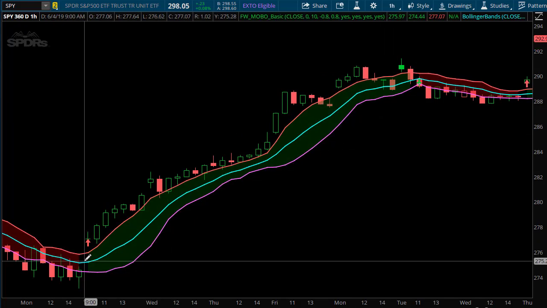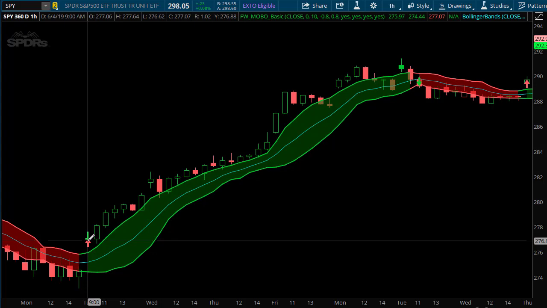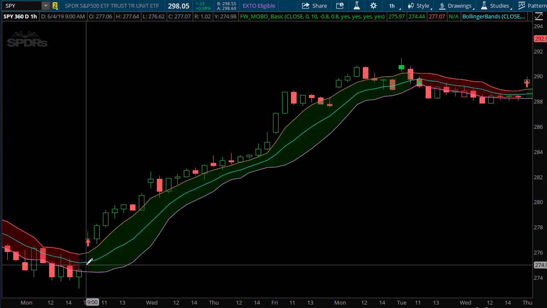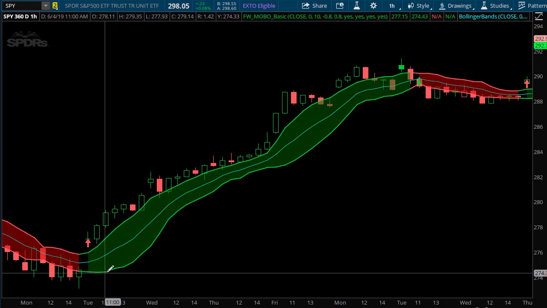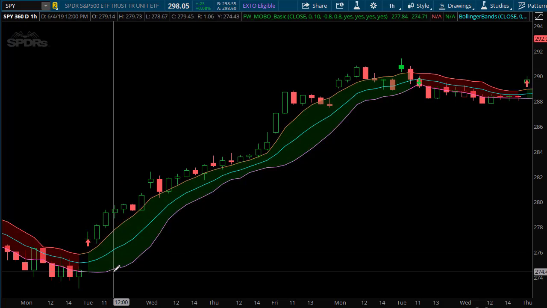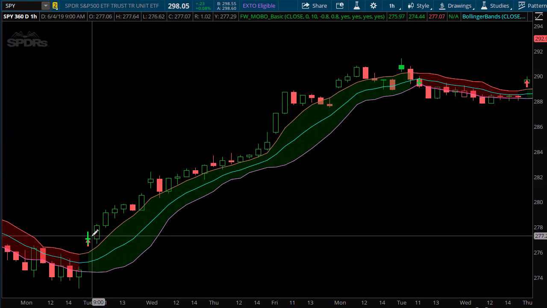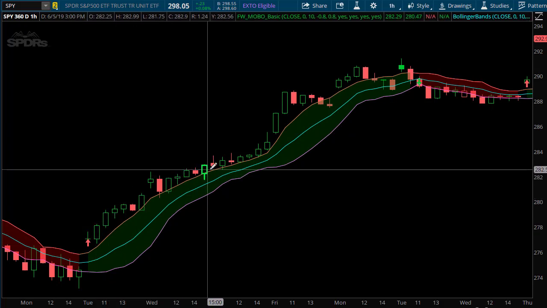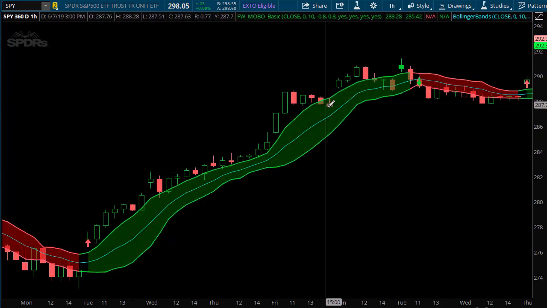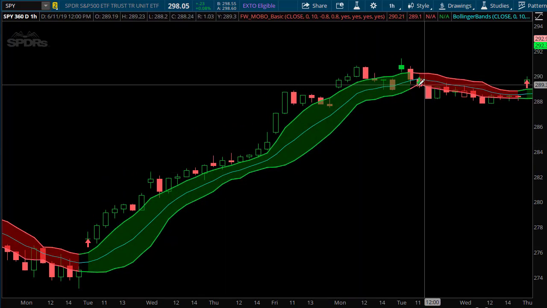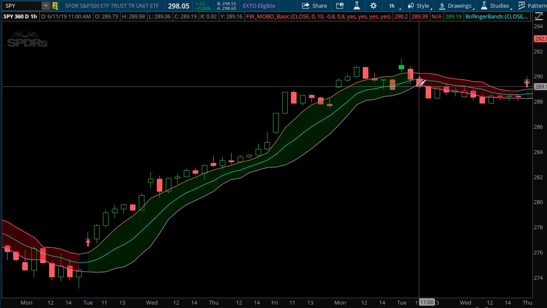So the cross of the upper band is the long signal, and your stop, if you will, and I'll use that word loosely here, is a close below the lower band. You can see in this case it was a really tight run. We didn't even get a pullback to the moving average. We got a gap up, a pullback, and then you actually got a close below the lower band.